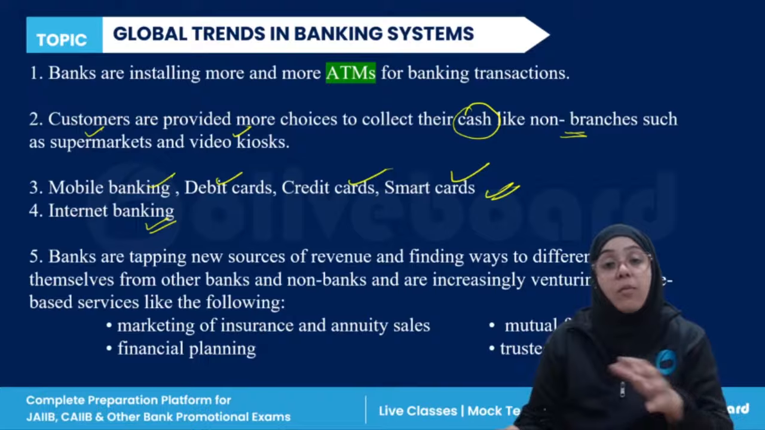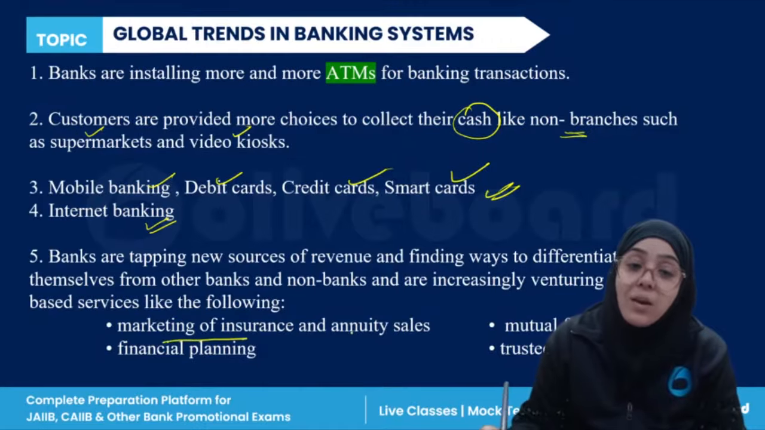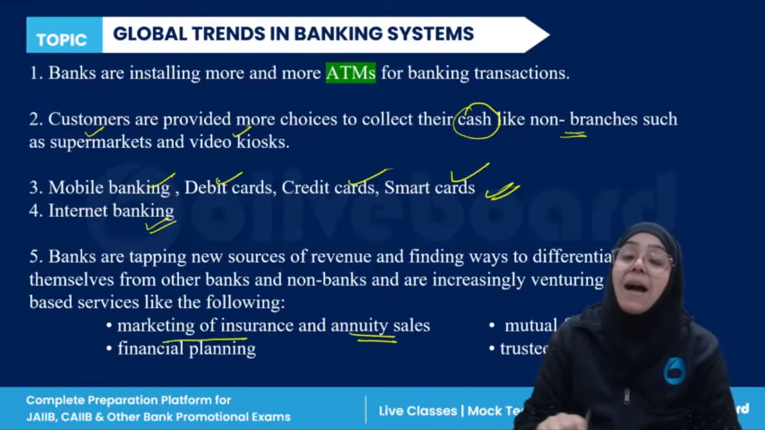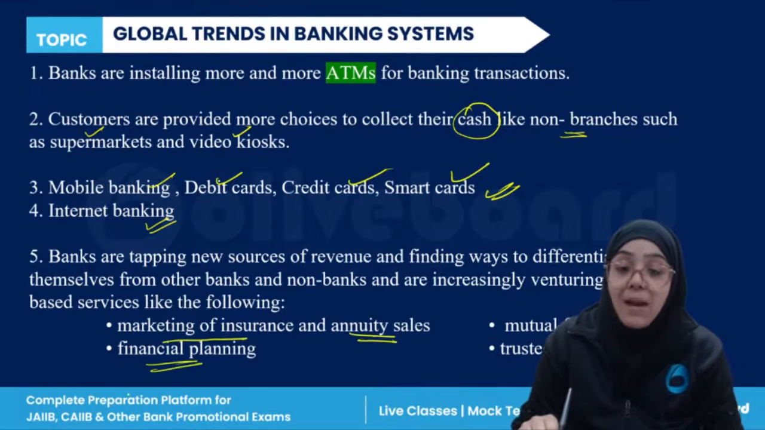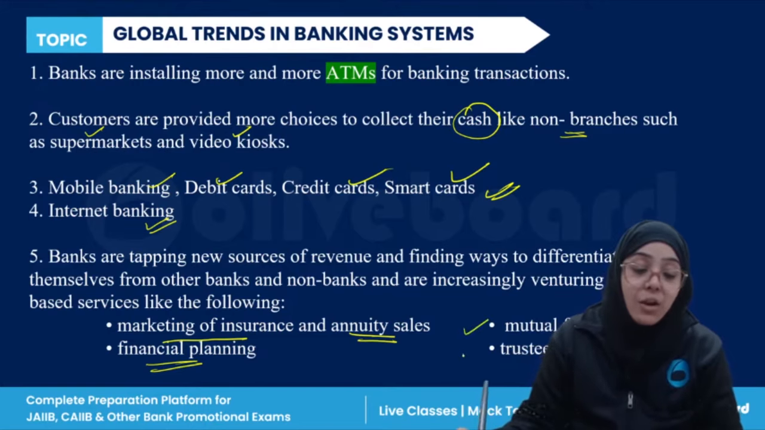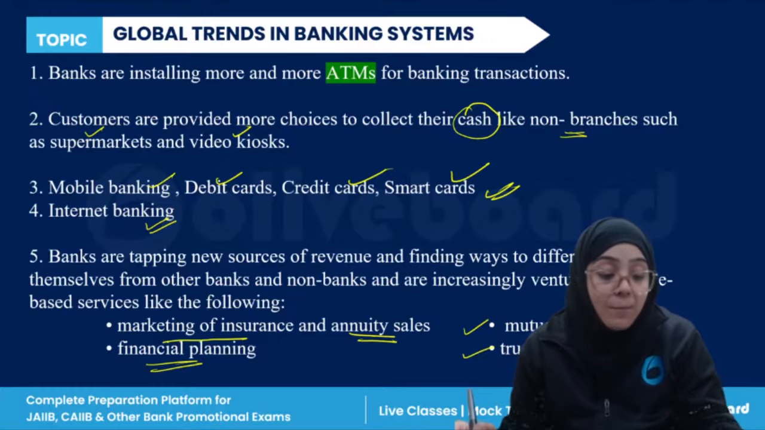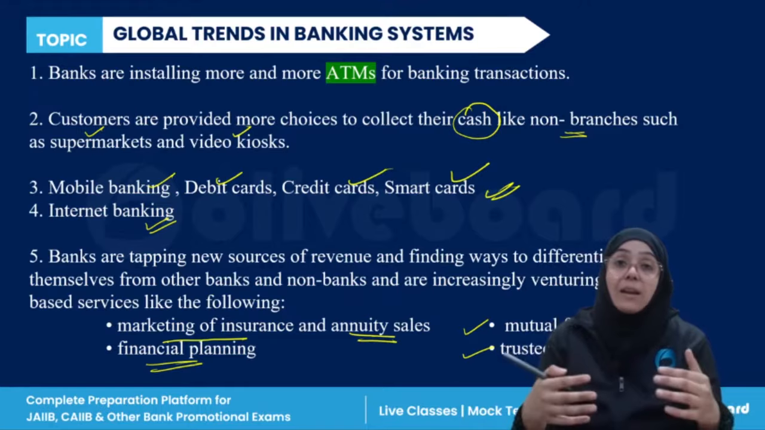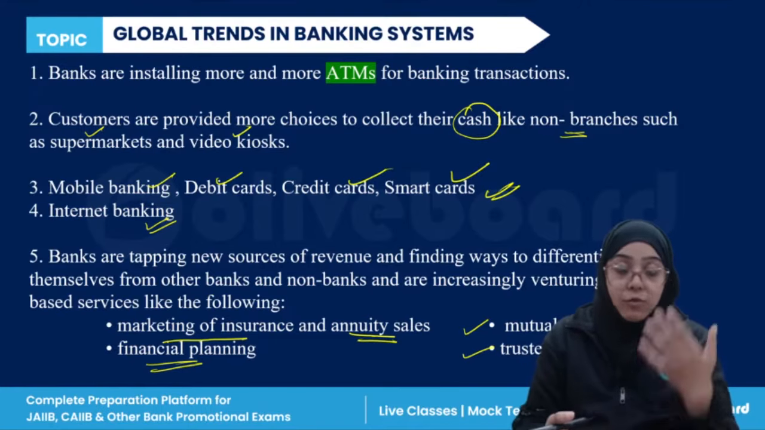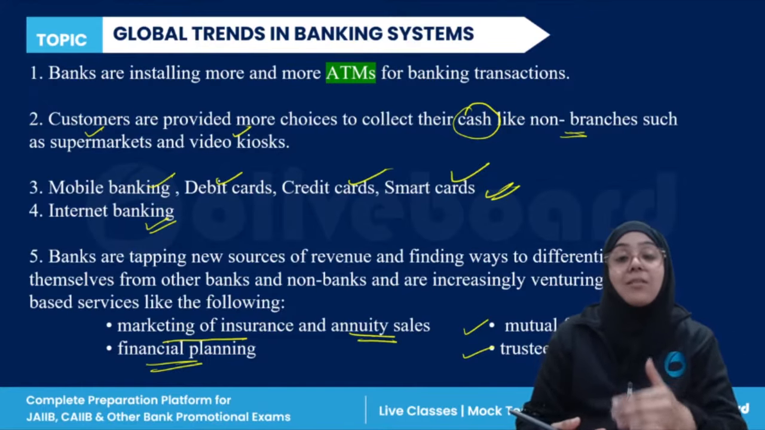Now banks are involved in different types of services, like the marketing of insurance and annuity sales. Banks are involved in the financial planning system. Banks are involved in the mutual fund system. Banks are involved in trusteeship business. So these are the different types of business in which banks are nowadays involved, so as to better earn revenue from different sources.